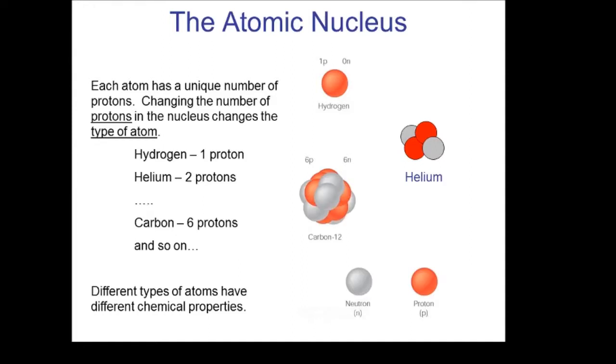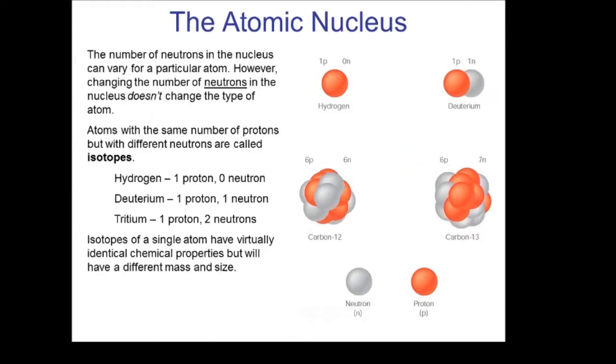So that's protons. Pretty simple. Now neutrons, you can vary the number of neutrons for a given atom. For example, carbon has 6 protons, always. If you change that, it's not carbon anymore. Now, most carbon also has 6 neutrons. That is the most stable, most abundant form of carbon, but there are other types of carbon.